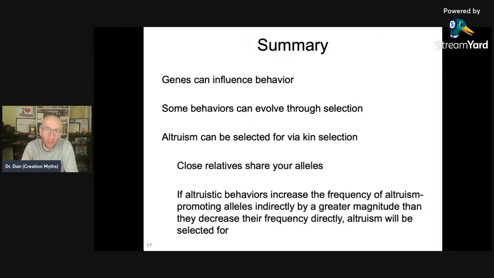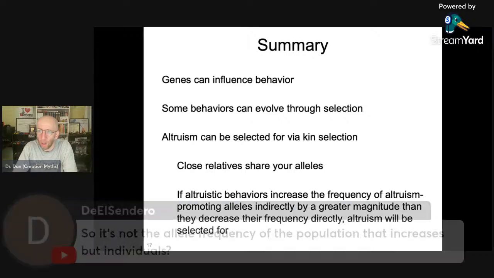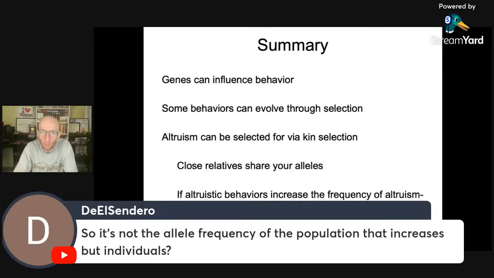The frequency of those alleles will increase in that population despite the direct fitness costs to the individual who exhibits that behavior. It is so cool. I see we have this question. So it's not the allele frequency of the population that increases, but individuals.